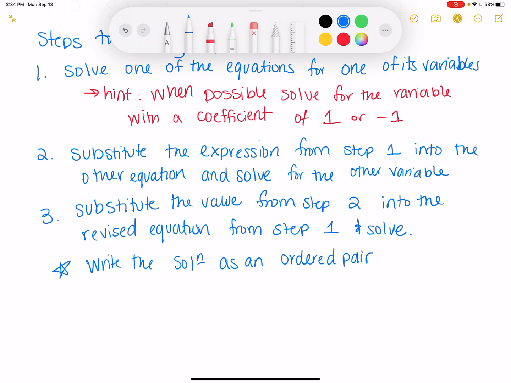Okay, just like you did with the graph, just because you don't actually have a graph does not change the way that we write the answer. And then check the point in the original equations.